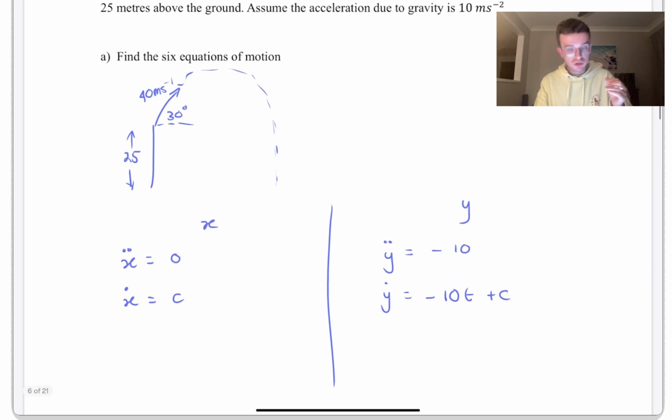Now, we can't just say, oh, c, it's some constant, we don't know what it is. We do know what it is. We're going to use our initial conditions. And to do that, we're going to resolve our initial velocity, which often we give the symbol u for initial velocity, so ux and uy. So ux, of course, is going to be 40 cos 30. Now, cos of 30 is root 3 over 2, so it's going to be 20 root 3 meters per second. And uy is going to be 40 sine 30, which is 20 meters per second.